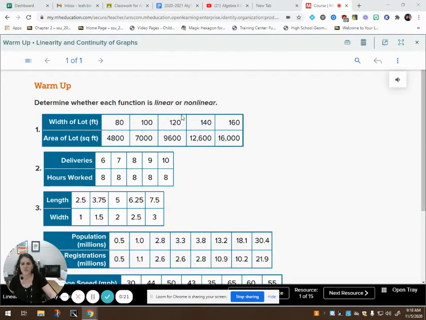Look at the change from one number to the next. We can tell with this top one, it's going up by 20 each time. And as the width goes up by 20, the bottom number is going up by, let's see here, that would be 2,200 each time. Well, from here to here, it goes up by 2,200. But from here to here, I don't think that's a change of 2,200. So from 7,000 up to 9,600, that's going up by, what is that, 2,600? So it's not a consistent change. Therefore, that would not be linear. If we look at this, it's nonlinear.